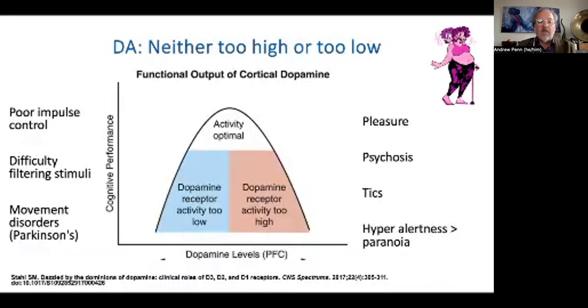With dopamine, we're looking for a sweet spot with dopaminergic tone. If we have too little dopamine activity, we have the sort of symptoms that we see with ADHD. So we see difficulty with impulse control, difficulty filtering out extraneous stimuli. So if you're listening to this lecture and you're getting notifications on your computer, I'd suggest that you turn those off, by the way. If you're getting distracted by those, one of the things that's mediating that function is dopamine.